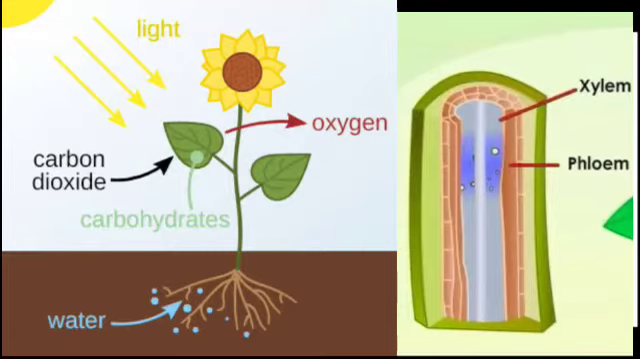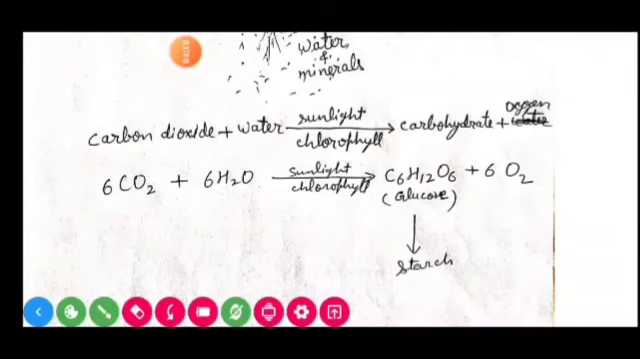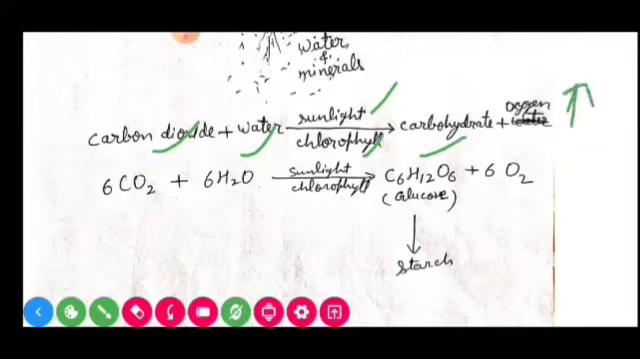Plants use this water and carbon dioxide for making food in the presence of sunlight with the help of chlorophyll. If we see the reaction of the process of photosynthesis, carbon dioxide and water react together in the presence of sunlight, and with the help of chlorophyll the food is prepared, that is carbohydrate, and oxygen is released into the atmosphere. This oxygen is utilized by other organisms for respiration.